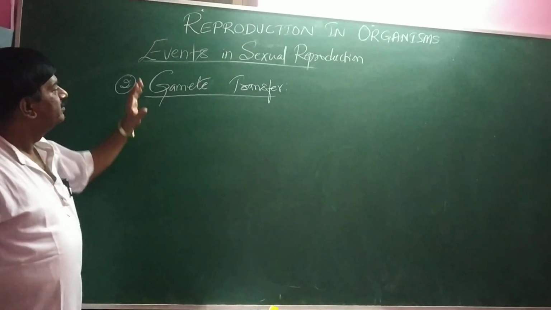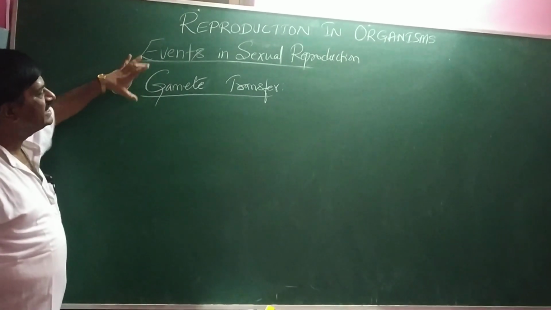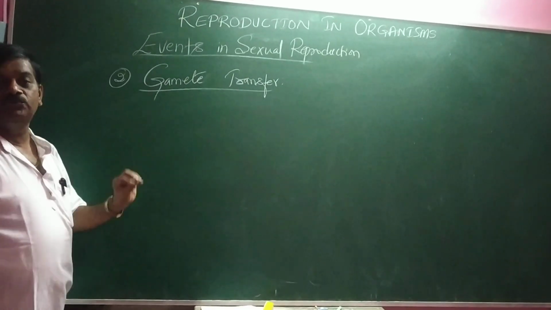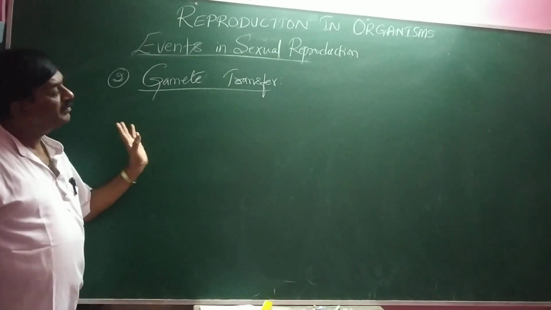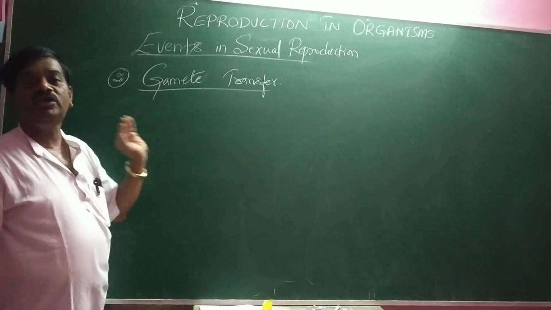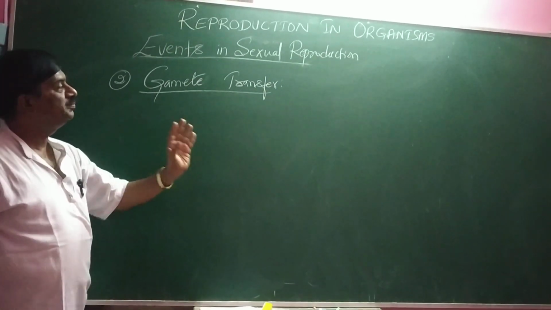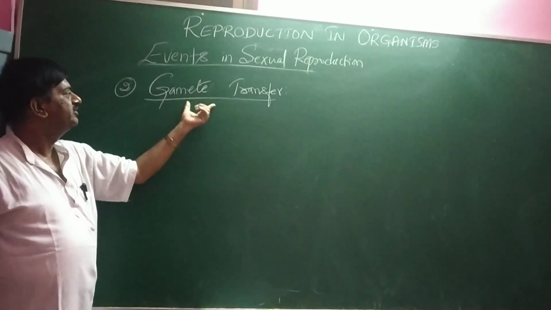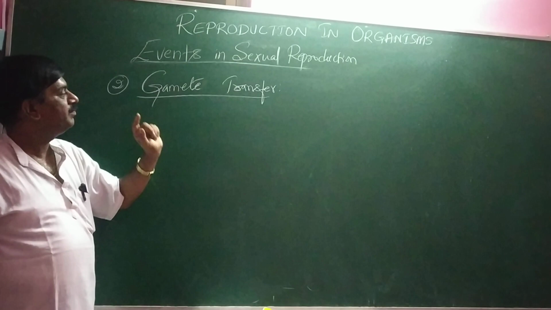We'll start with the next heading, which is called gamete transfer. Once an individual produces the gamete, that gamete should be transferred to the opposite sex. It should be transferred to one more organism under sexual reproduction. So, it is called gamete transfer.